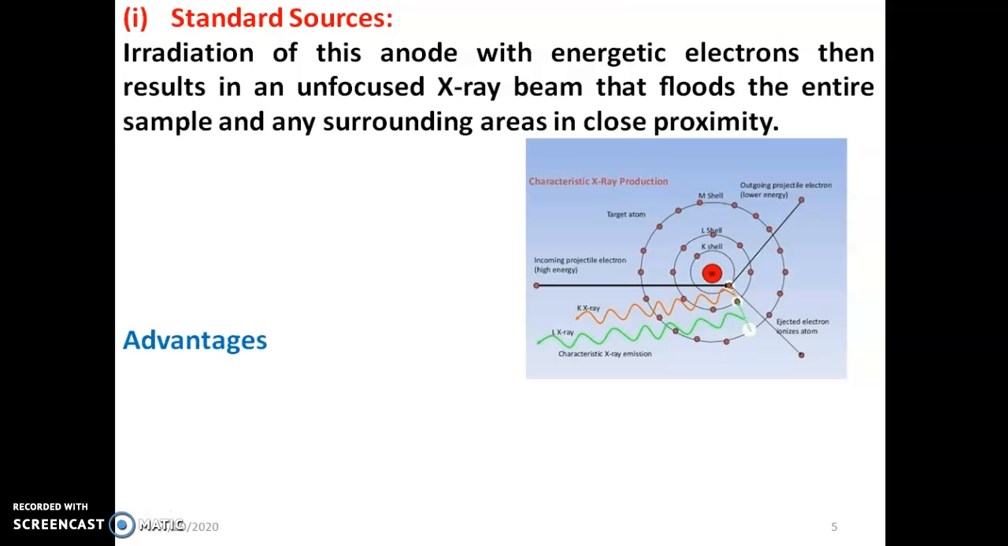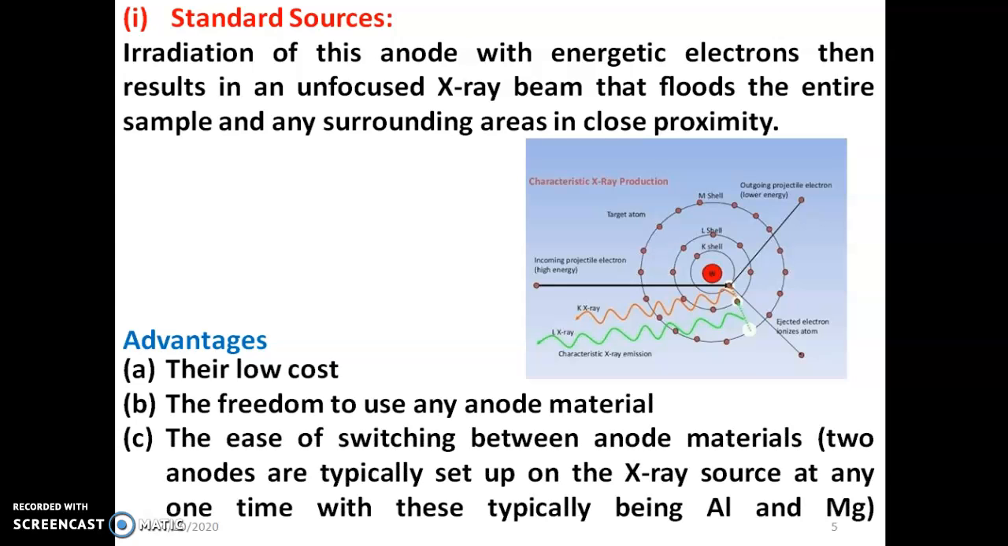The advantage of these standard sources is that they are low cost and highly flexible in changing the wavelength, because we can easily change the anode material. Here we can also use more than one anode. Therefore, there is more flexibility in the wavelength or energy selection in the case of standard sources.